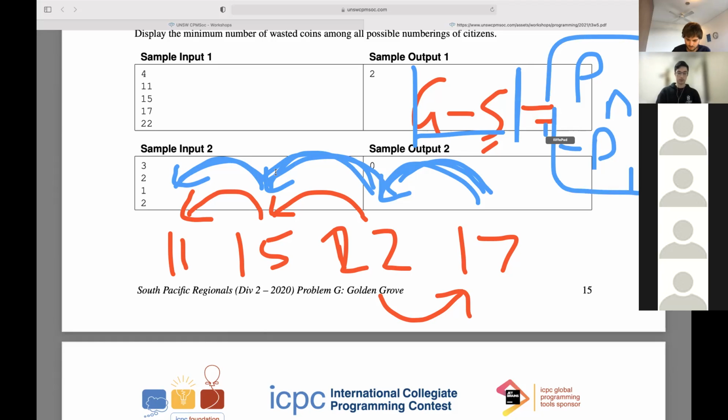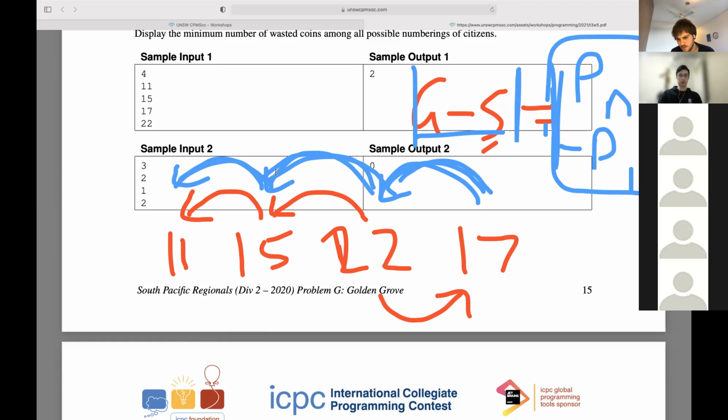To do that, all we're doing is finding our first element and last element such that the absolute value of the difference is minimized. So G minus S is Pn minus P1, and the absolute difference is the absolute value of that. And so we've reduced the problem to just finding the smallest difference between any two numbers in the array.